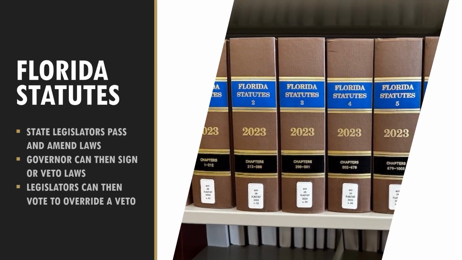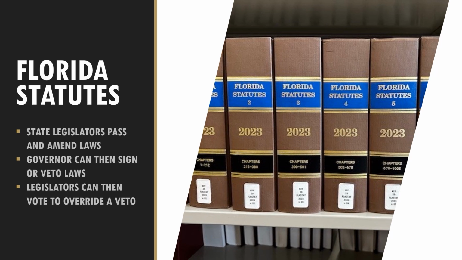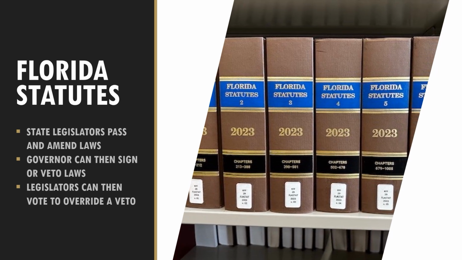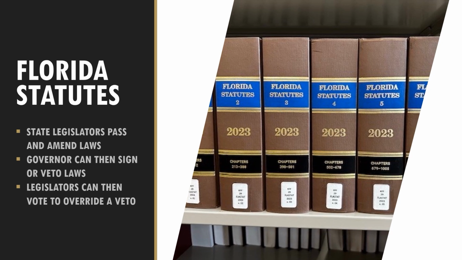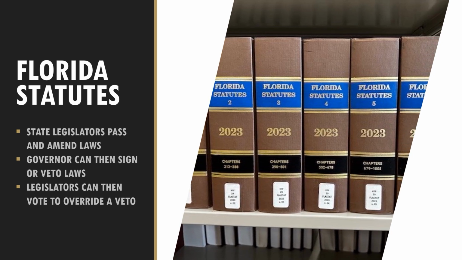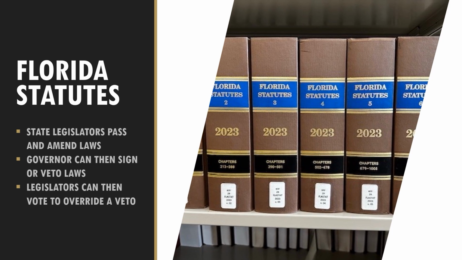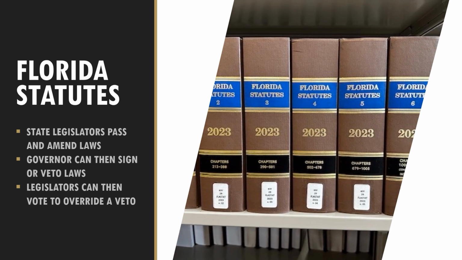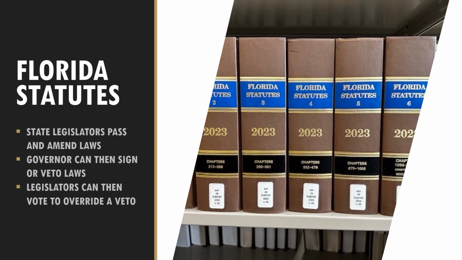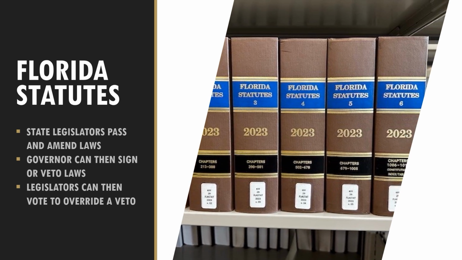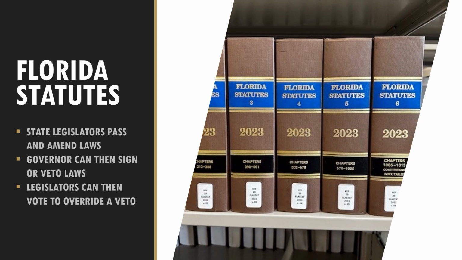In Florida, state legislators present a bill that has passed in both houses to the governor so he can then sign or veto a bill. State legislators can then vote to override the veto. Once the bill becomes a law, it is added to the official set of statutes. This can be found in print and on the web. Our statutes include the current set along with historical statutes going back to 1892. A new set of statutes are published at the end of each legislative term.